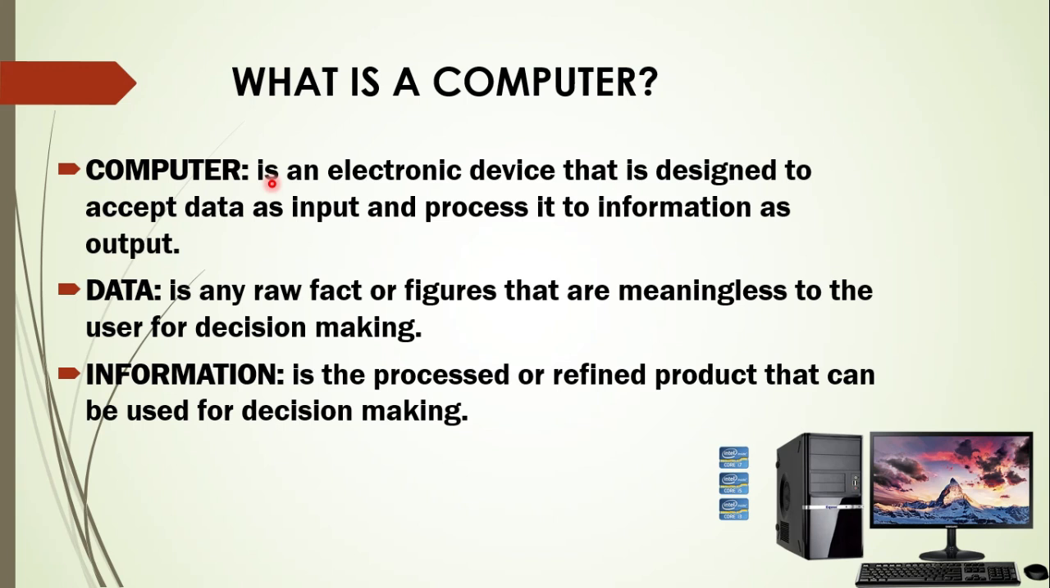So a computer is anything that, first of all, is electronic, meaning that it uses electricity, and then it should accept data as input and process it to information as output. That is point number one you have to know. So the key things here are that a computer is an electronic device. Why? Because it uses electricity. Then what other attribute do we give to a computer? It accepts data as input. You have to input data and then process it to information as output.